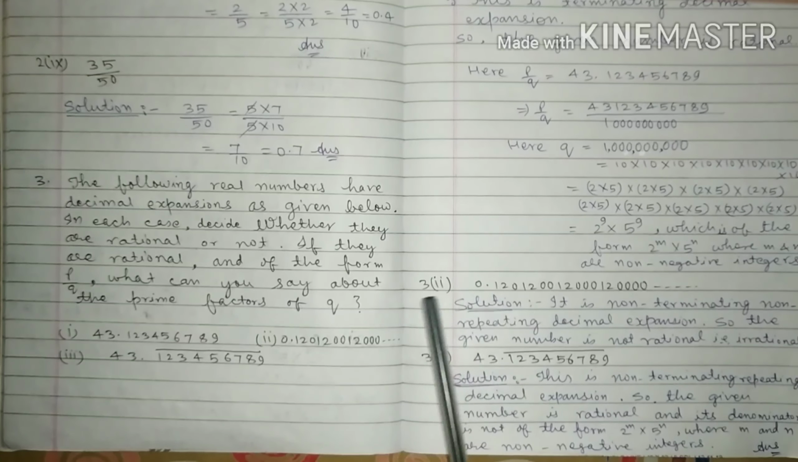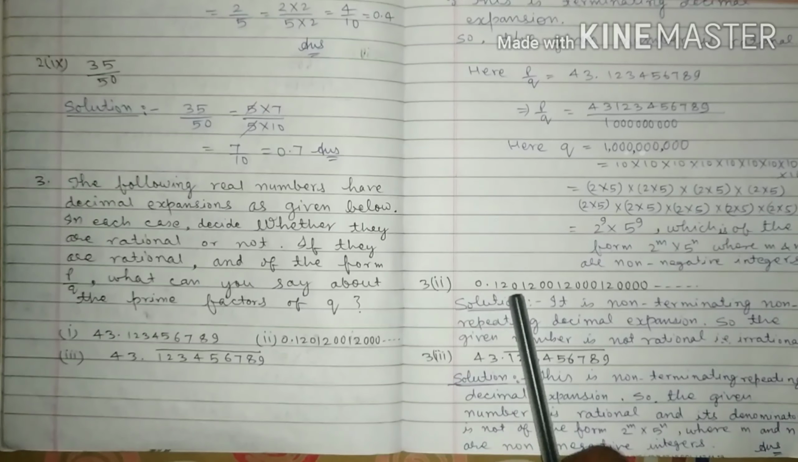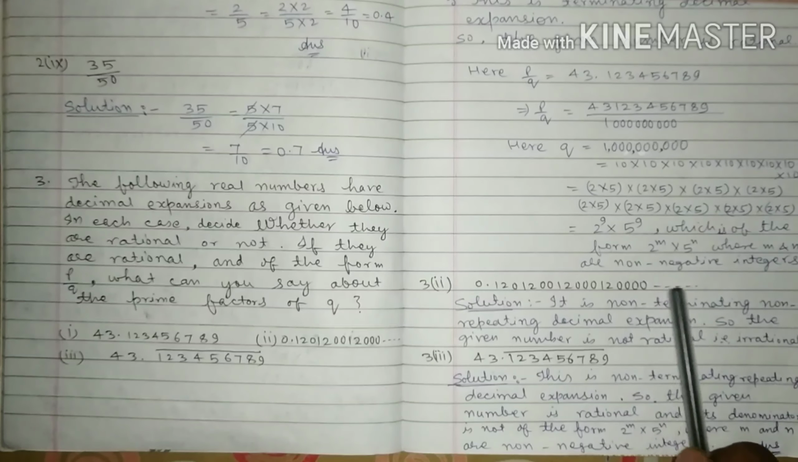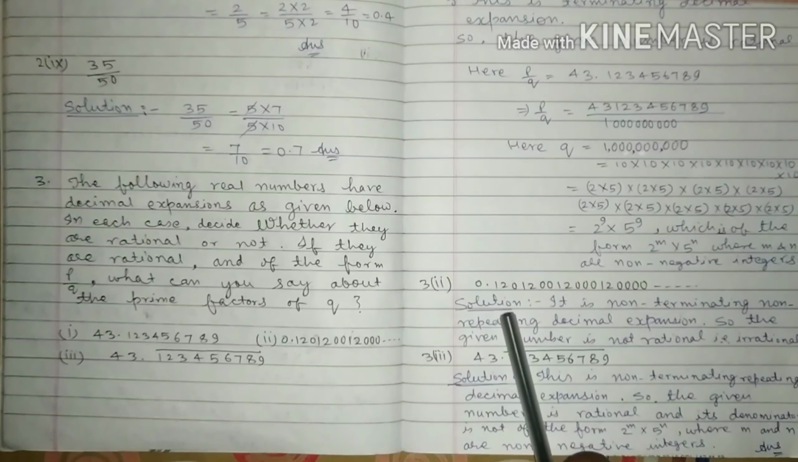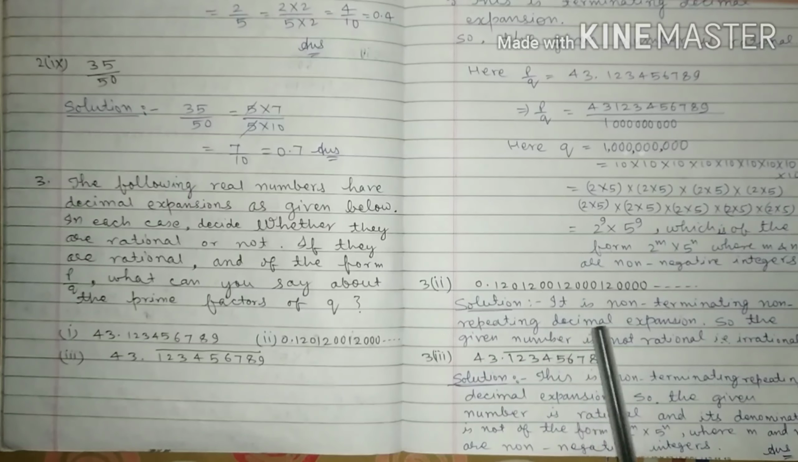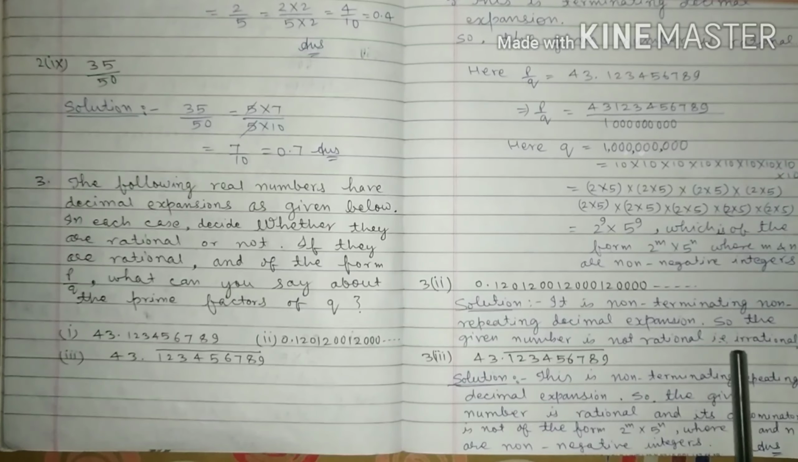Second part of question number 3, 0.120120012000120000... For the solution of this question, we write that it is a non-terminating, non-repeating decimal expansion, so the given number is not rational, that is, irrational.